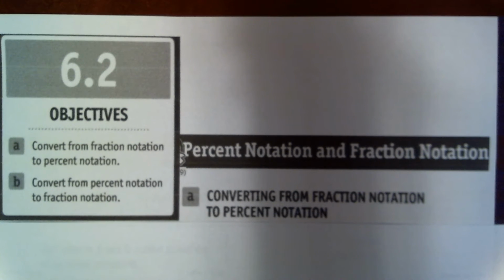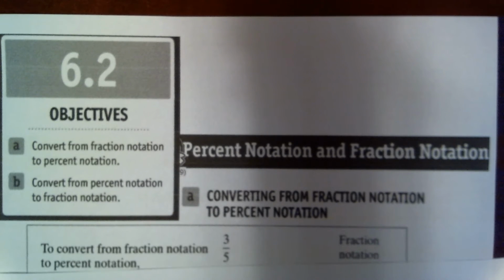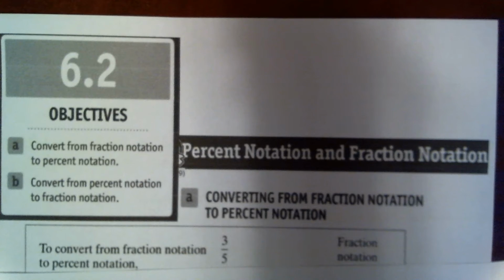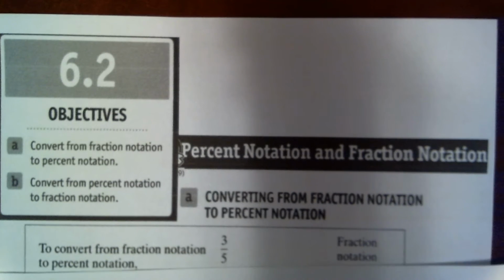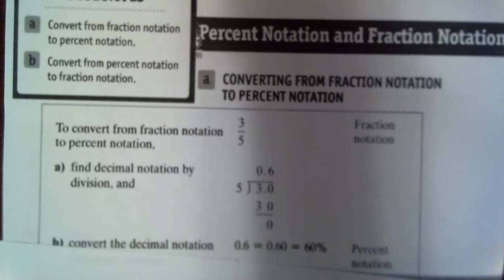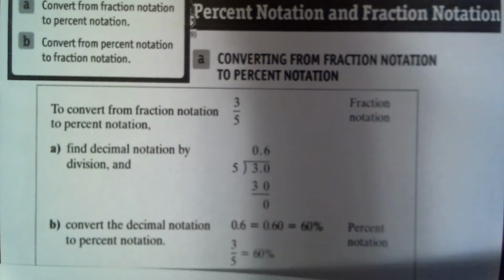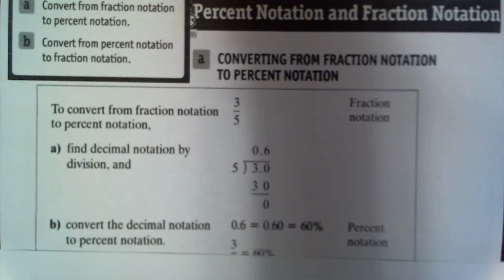In section 6.2, we are learning to convert from fraction notation to percent notation, and vice versa, from percent notation to fraction notation. The way we convert from fraction notation to percent notation is really quite simple. We find the decimal notation by dividing the denominator into the numerator.